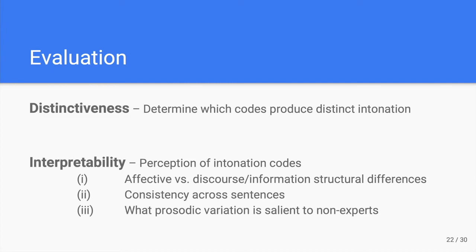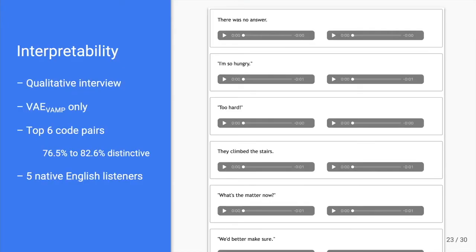The second is about their consistency. Do they behave the same across different sentences? And the third is about what non-experts perceive in this prosodic variation. We do not want to bias listeners' responses. As such, we perform qualitative interviews, taking free-form notes of the listeners' responses.